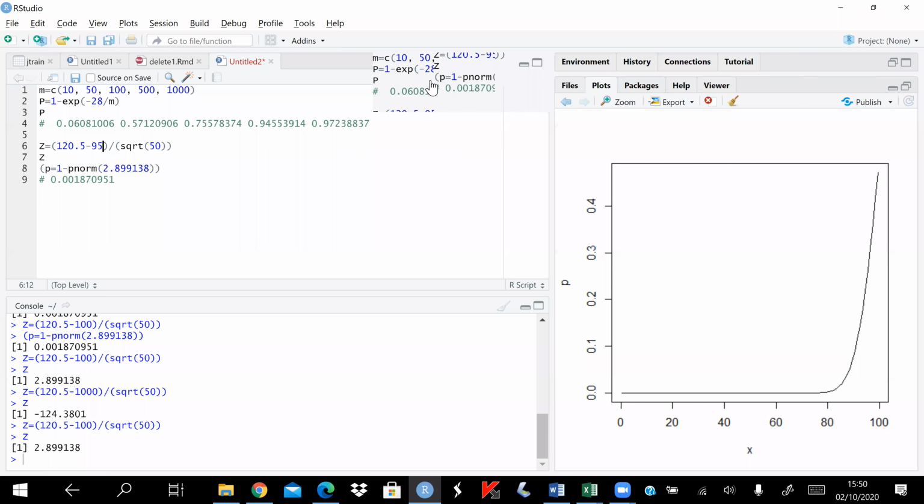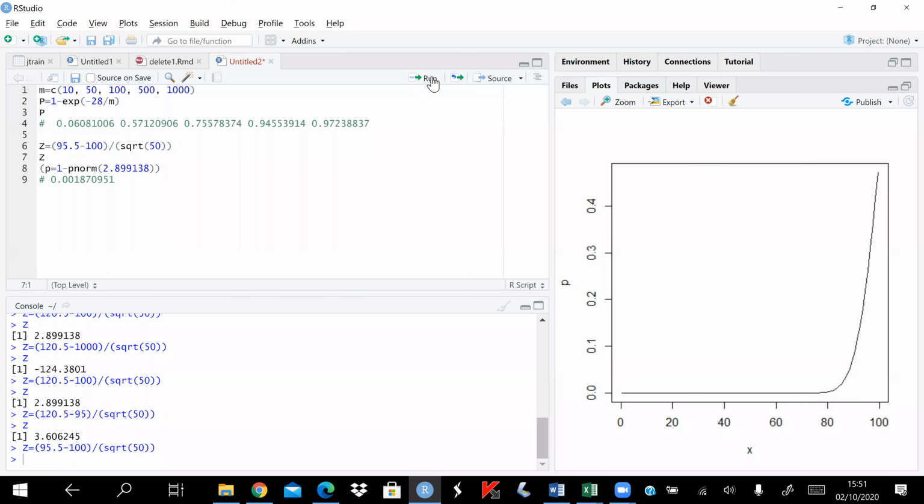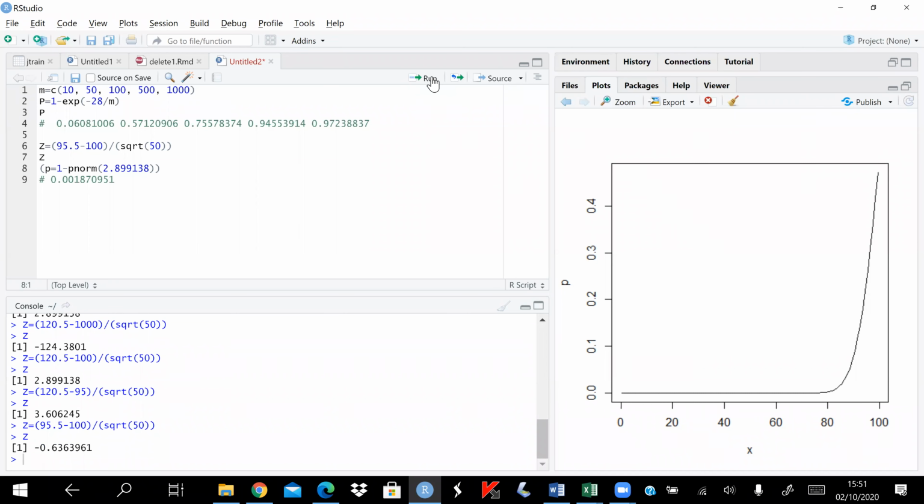You will get the Z value becomes this. This is your Z value. So if you put it here, sorry, I should not have used this. I should have put here 95.5. If I work with 95.5, then I run the code. The Z value is minus 0.63.